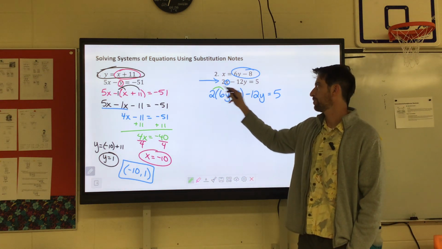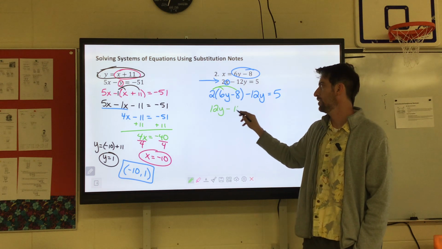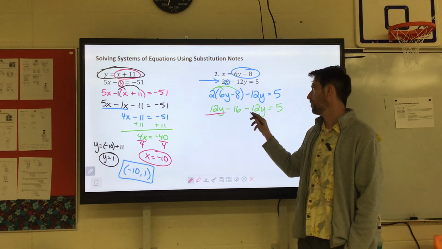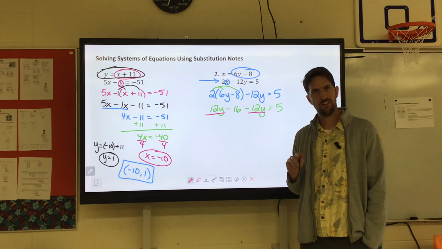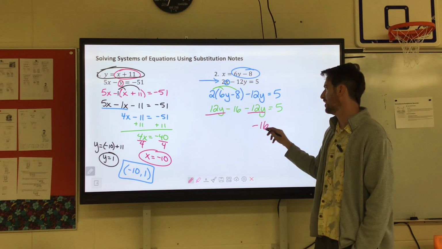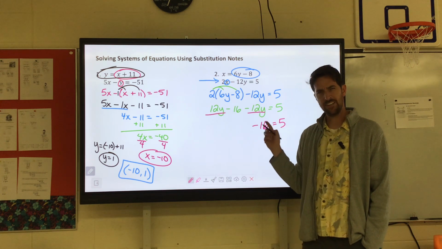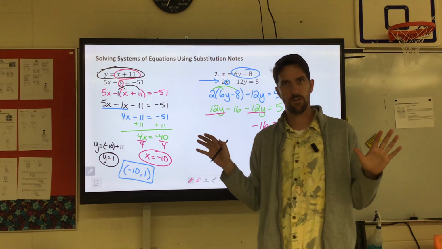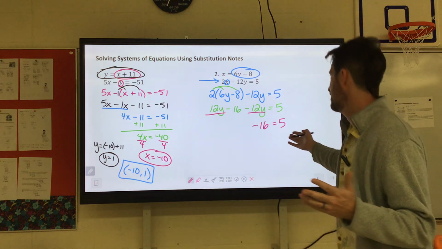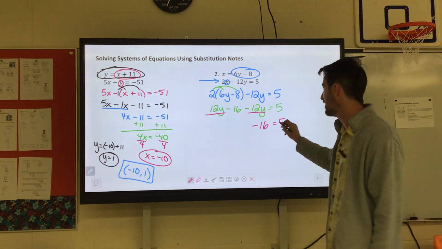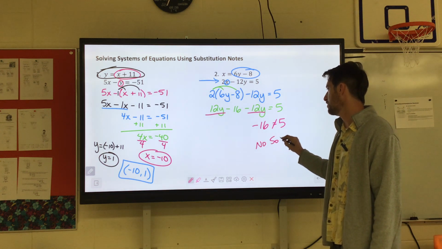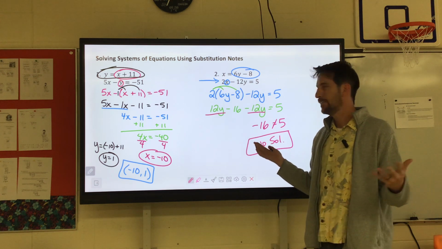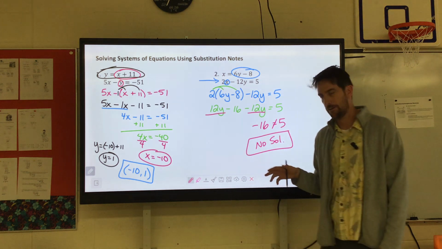So we distribute, gives us 12y minus 16 minus 12y equals 5. And we combine our like terms. 12y minus 12y, let's cancel out. So we're left with negative 16 equals 5. Does negative 16 equal 5? No, it doesn't. So this is one of those special ones. Negative 16 does not equal 5, so that would be our no solution. If everything cancels out and you're left with 5 equals 5, sure, IMS. But that's only if all the x's or all the y's cancel out.